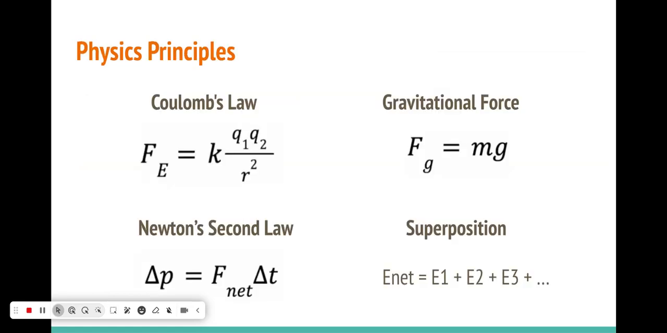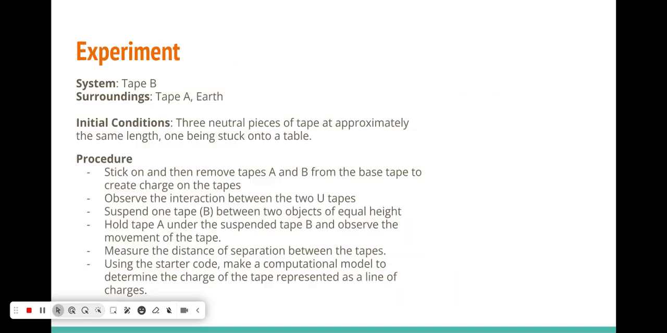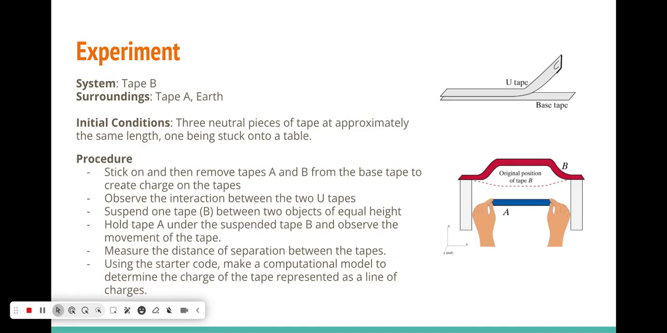So we're going to use the same physics principles with Coulomb's law and Newton's second law, as well as gravitational force to find the electric force, but now we're also going to be using superposition as we are calculating the net charge of multiple different charges. Additionally, the procedure is the same when we are observing the movement of the two charged tapes, but now we are going to be using a different computational model to determine the charge of the tape represented as a line.